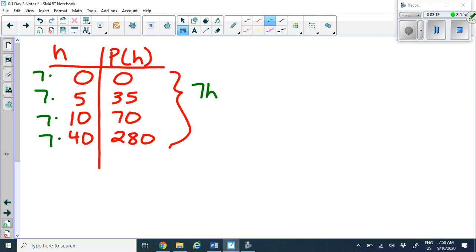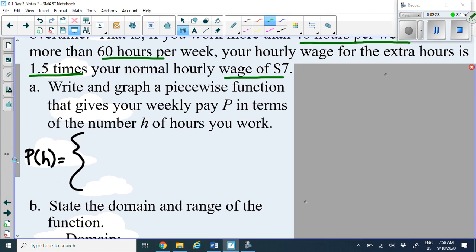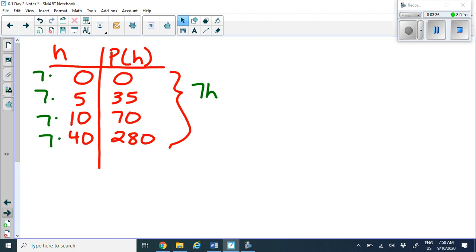So I'm going to go ahead and write that over here. So I have 7H. Okay, now let's write an equation basically for extra hours. So anything over 40. Okay. There we go.